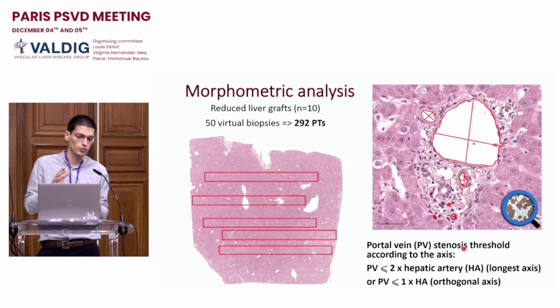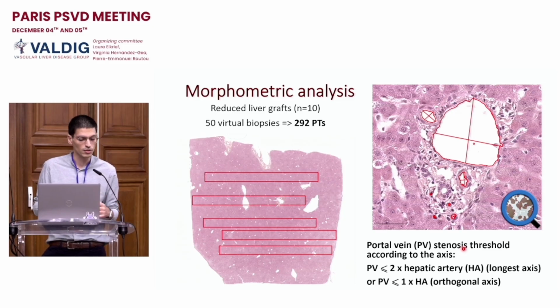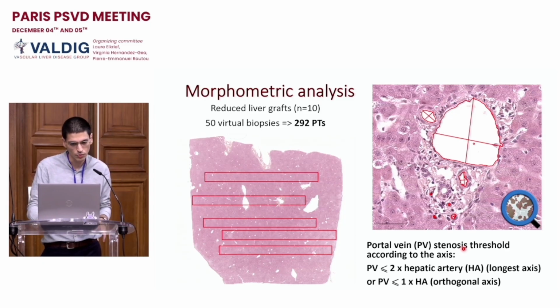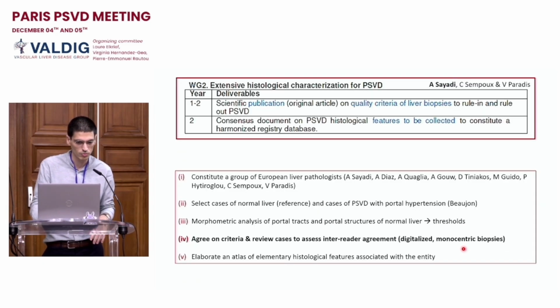And so with this kind of data, we were able to derive the thresholds, especially for incomplete portal vein stenosis, because we lack it for the moment. For the longest axis, a portal vein smaller than 2 times the corresponding hepatic artery is considered an incomplete portal vein stenosis. Or if you want to take the orthogonal axis, it's 1 times the corresponding hepatic artery. It's just an example, but we were able to give some thresholds.